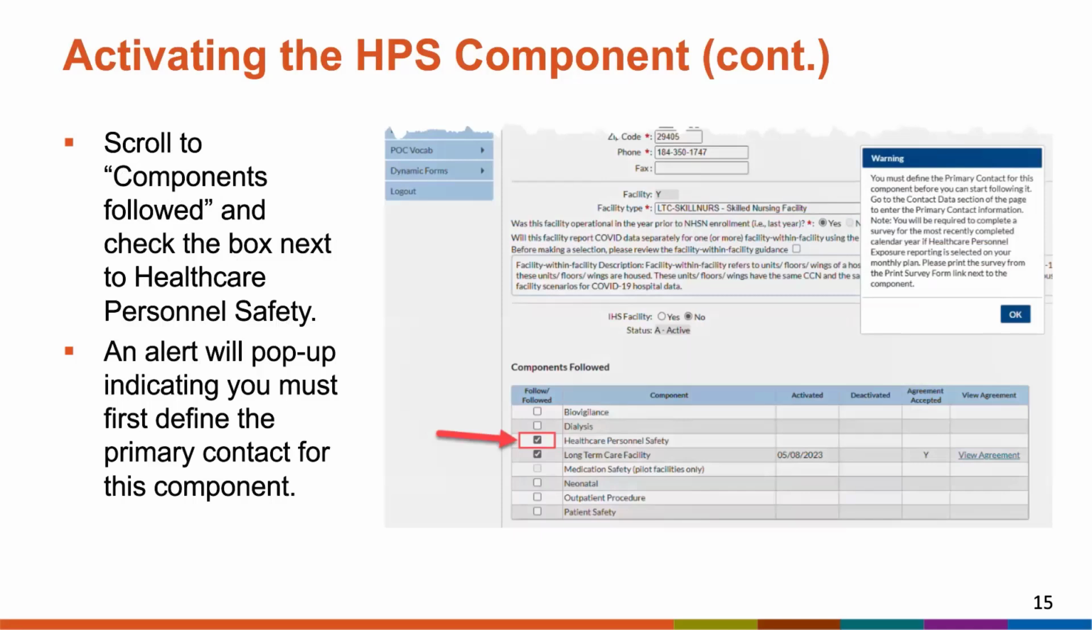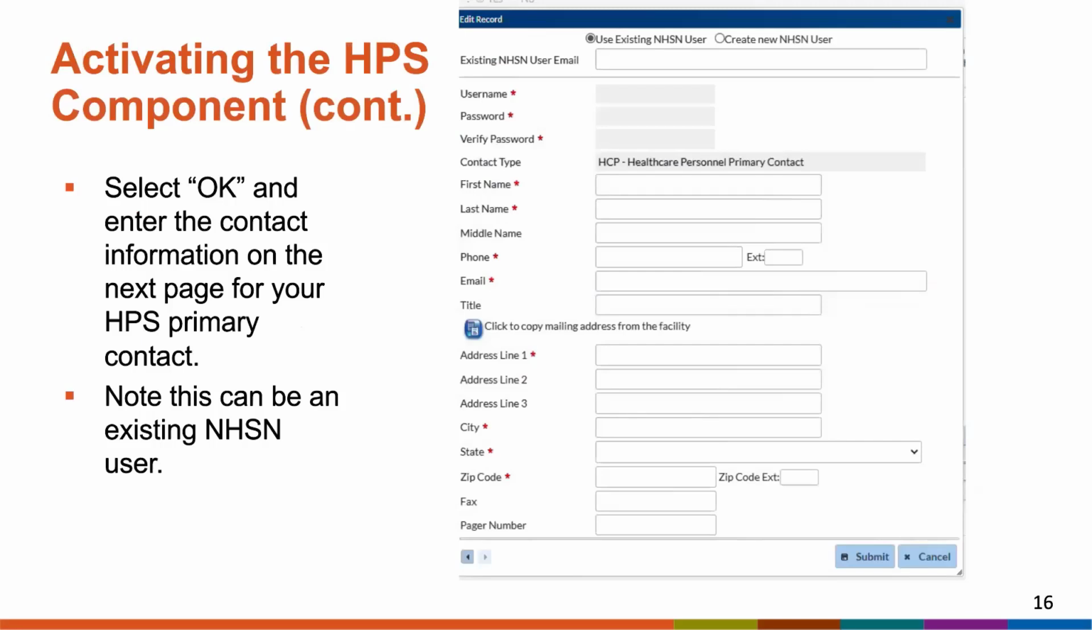Facility administrators will then scroll to Components Followed and check the box next to Healthcare Personnel Safety. An alert will pop up indicating you must first define the primary contact for this component. Click OK. Enter the contact information on the next page for your HPS primary contact. Note, this can be an existing NHSN user.